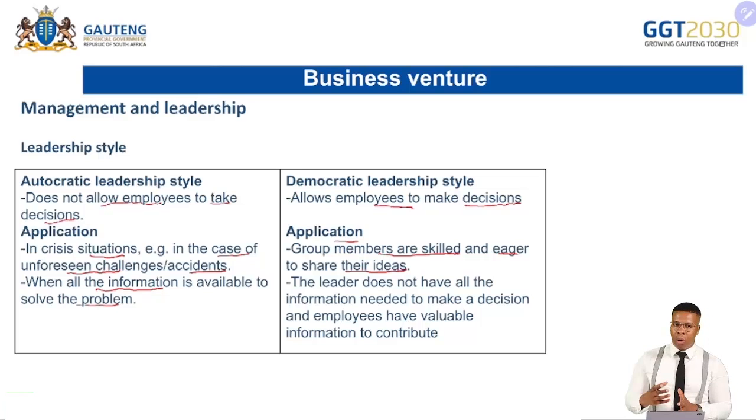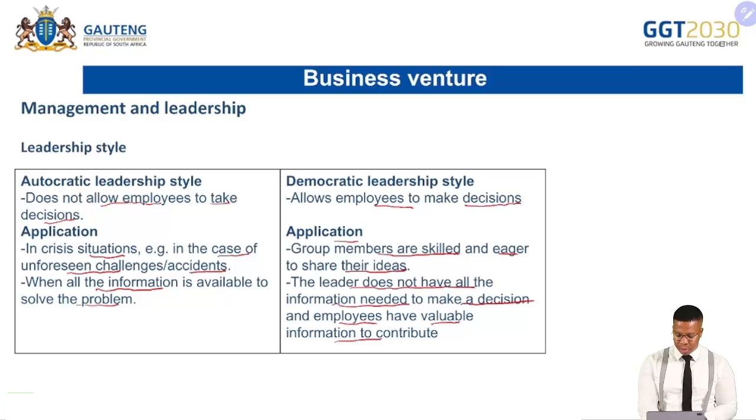The leader can involve the group of workers who are skilled to participate in decision making. It can also be used when the leader does not have all the information needed to make a decision. This is to say the leader does not have the information, but the employees have valuable information to contribute. Therefore, as a leader in that situation, you are in a better position to say, because I don't have the information, let me use the followers to contribute to the process of making the decision because they have the most valuable information.